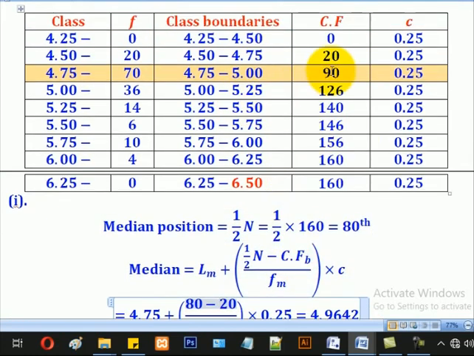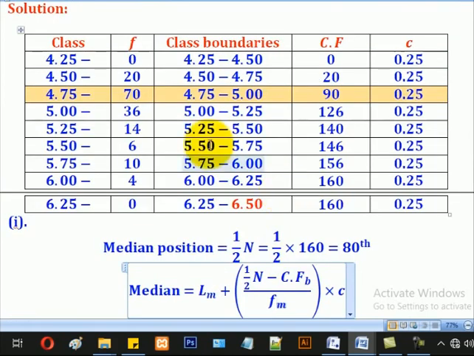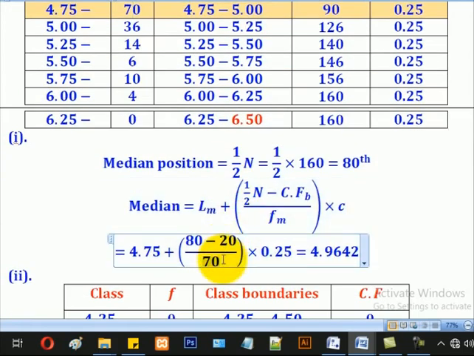So when you look at this median class, before the median class, it is this. Now the cumulative frequency before is 20, so we shall put our 20 there. Now the FM denotes the frequency of the median class. Go to the median class, get the frequency, which is 70. So put your 70 there.